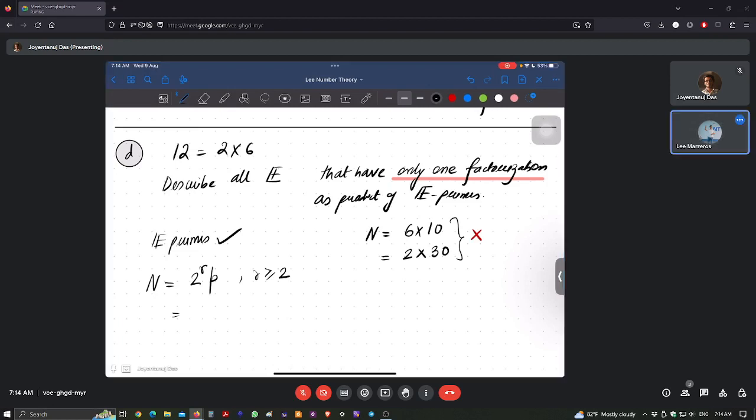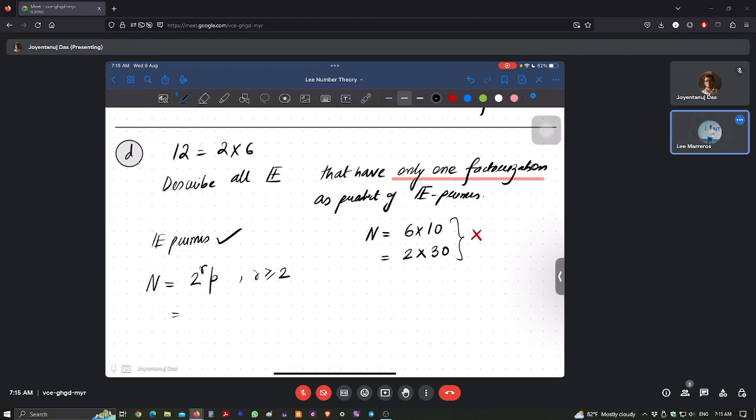But if we take 6 multiplied by 10, we have 2 and 3, and then 2 and 5. So we have two p's, 3 and 5. Two odd primes we have. Since we have two p's, that will not work. We only need one p. It doesn't matter the amount of 2s we have.